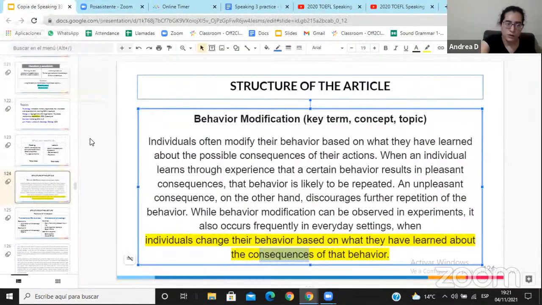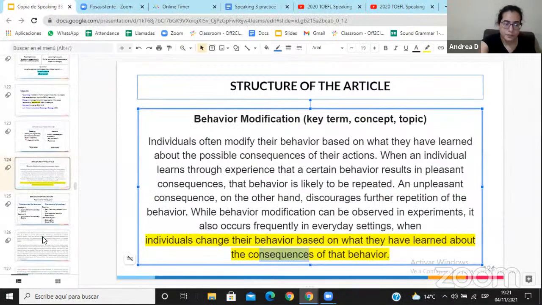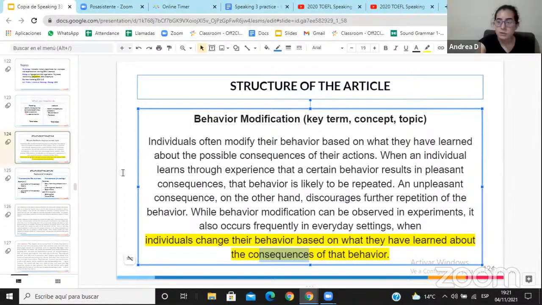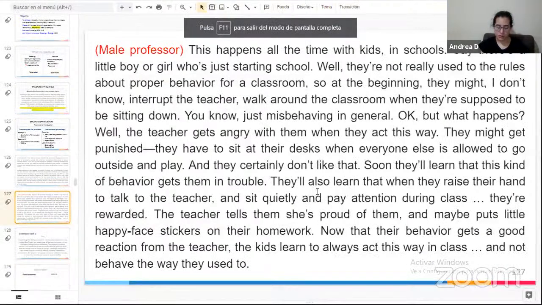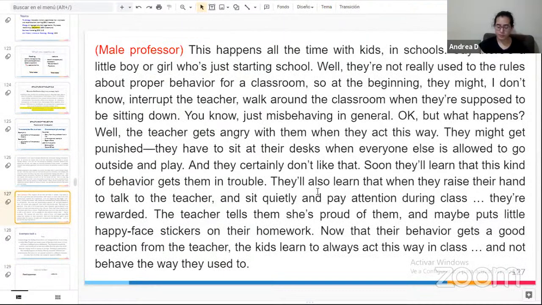All right, so that was the lecture. And actually here I have a transcript. So, okay, so can anybody tell me what it was about? What was it about?